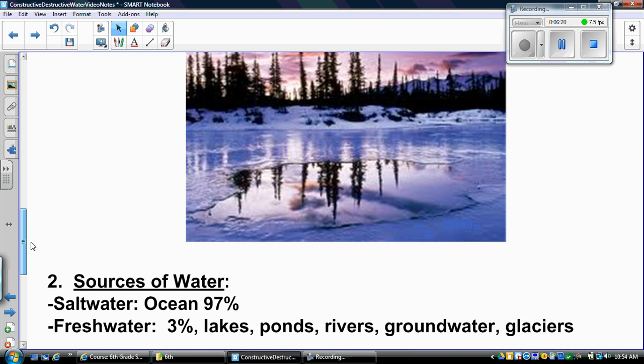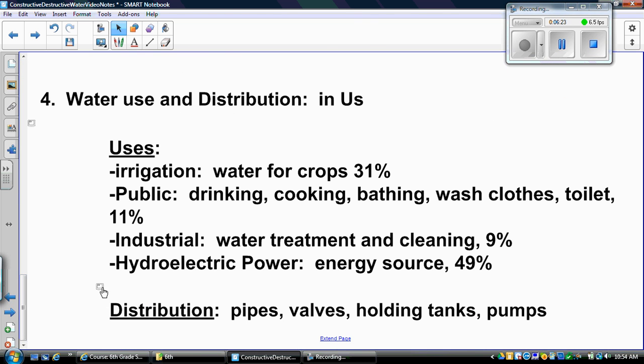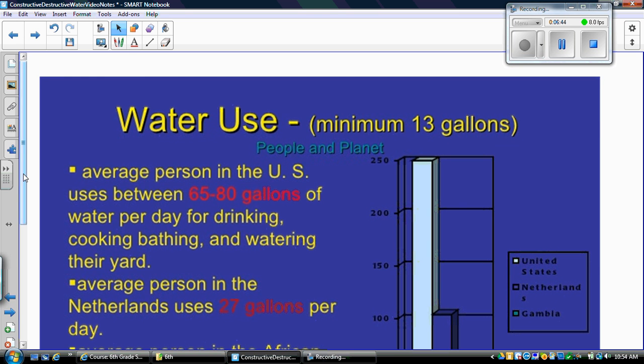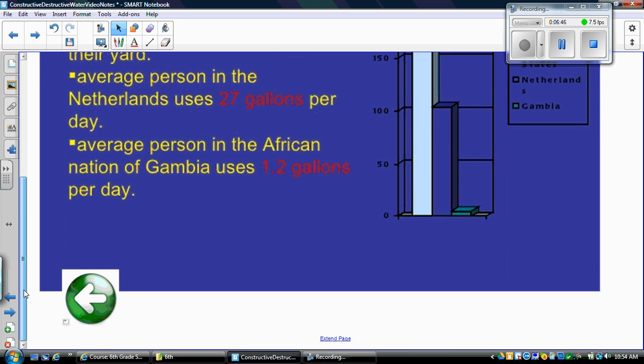Okay, let's go back down here and look at the hydroelectric power. Okay, so an average person in the U.S. uses between 65 and 80 gallons of water per day for drinking, cooking, bathing, and watering their yard. The average person in the Netherlands, which is like where Amsterdam and Holland is, uses 27 gallons per day. So we use a lot more water than most other countries per person.